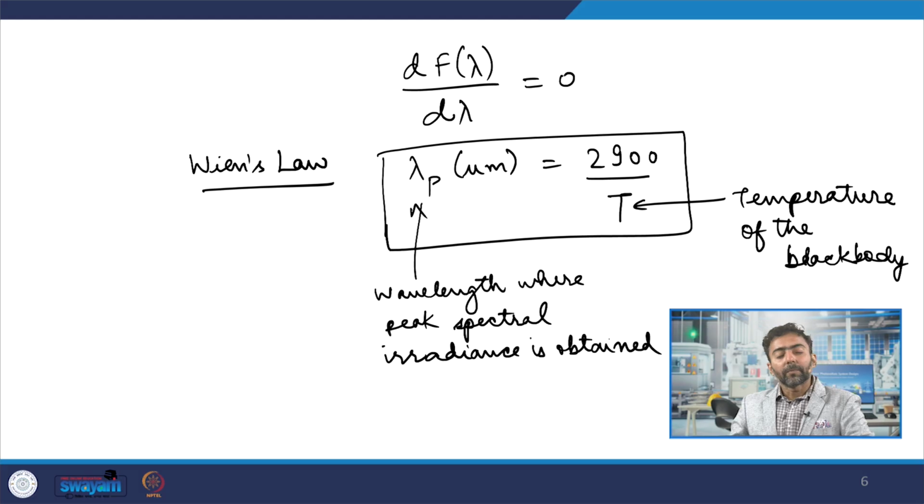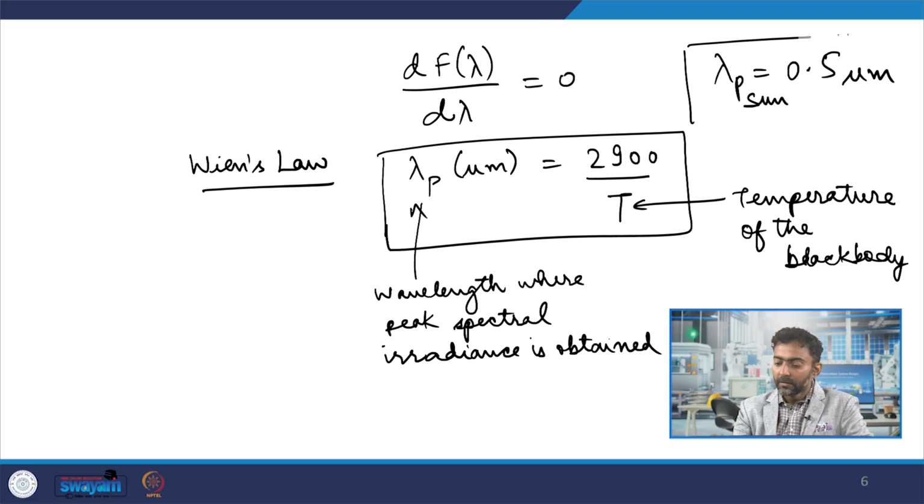And now probably you can appreciate why a few minutes back I was saying that we are approximating the temperature of the sun as 5800 Kelvin, especially due to this equation. If you put that value here, very simply you will get that lambda p for the sun, the peak spectral irradiation of the sun, happens at a wavelength of around 0.5 micrometers. And that is a characteristic of the solar spectrum.